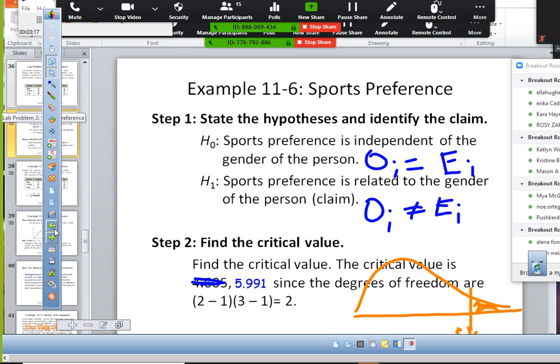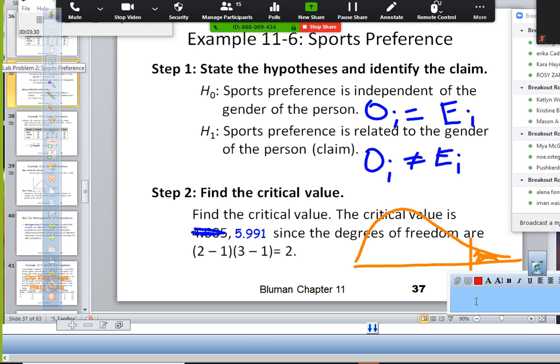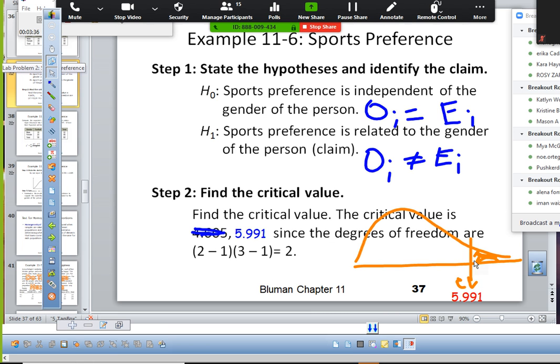And you're going to get 5.991. So you would pop in here and put in 5.991 for your critical value and shade to the right.